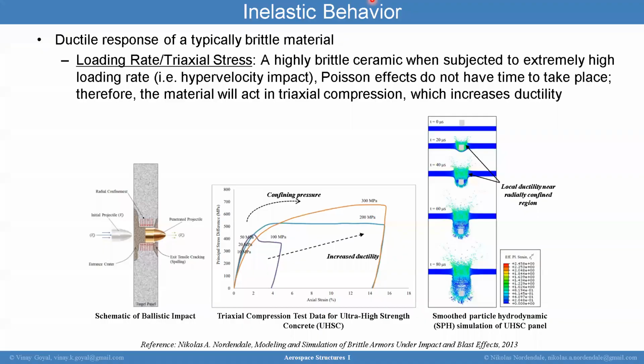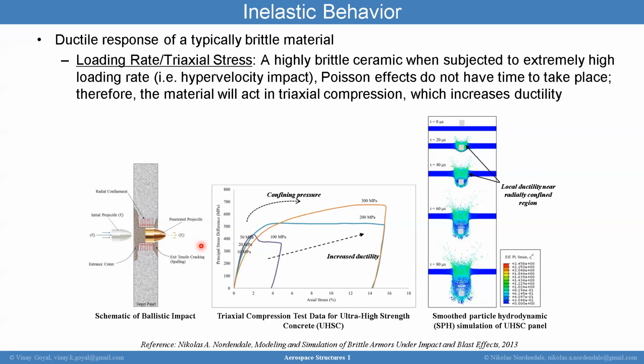Conversely, you could also have a typically brittle material that actually behaves ductile. Here's an example of my own research where if you load a material at a very high rate, but also apply an extremely high triaxial stress, particularly triaxial compression, a highly brittle ceramic actually increased its ductility. This was a case of ultra high strength concrete that, when it's confined a significant amount and you load it in compression, its ductility went up significantly.